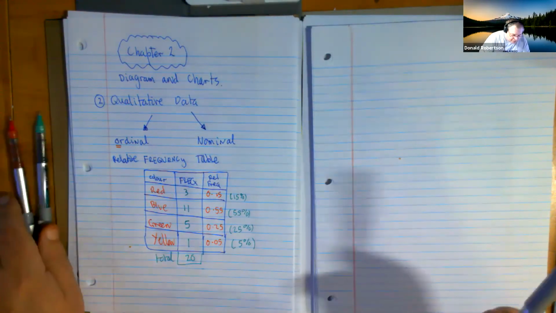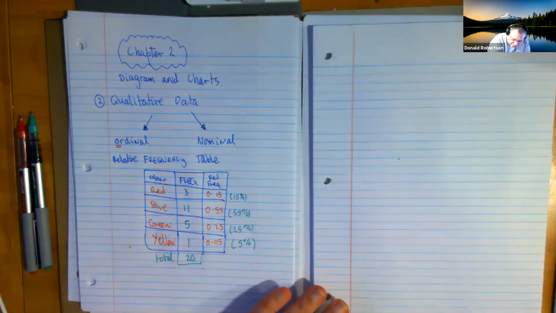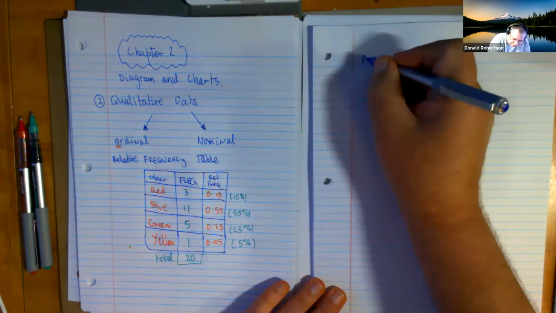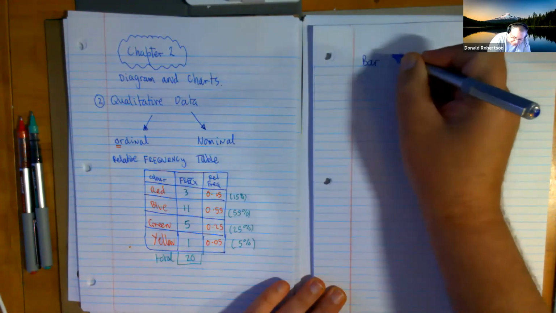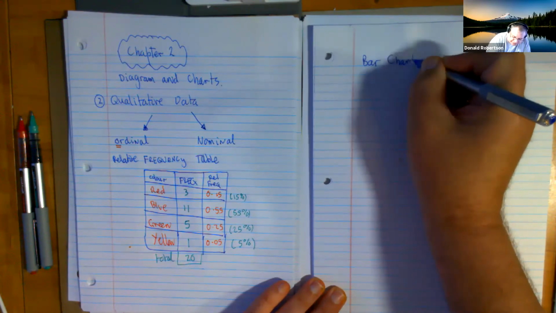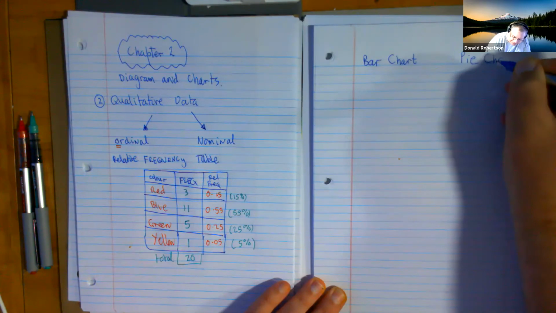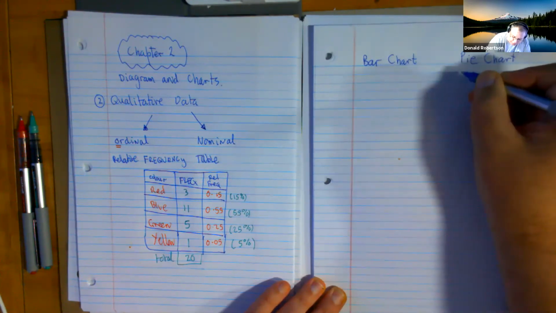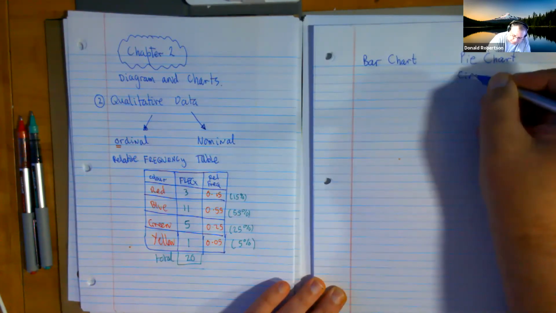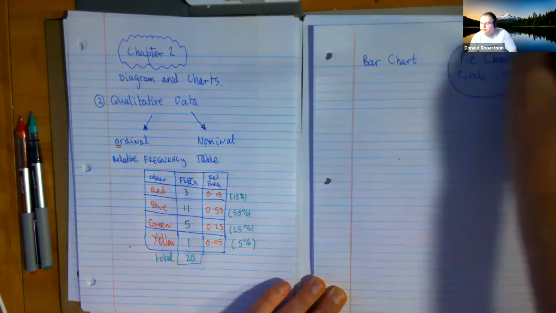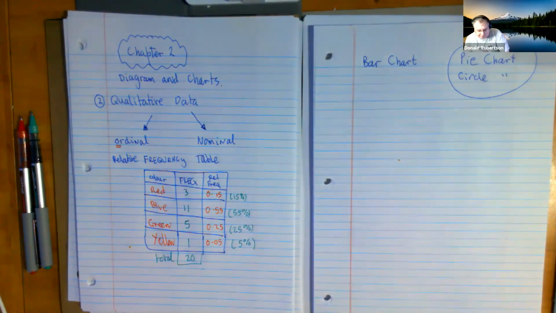So what kind of diagrams can you get? Well, you can get a guy called a bar chart, and I call it a pie chart. I believe this textbook calls it a circle chart, or something very close to that. Let's look at the bar chart.